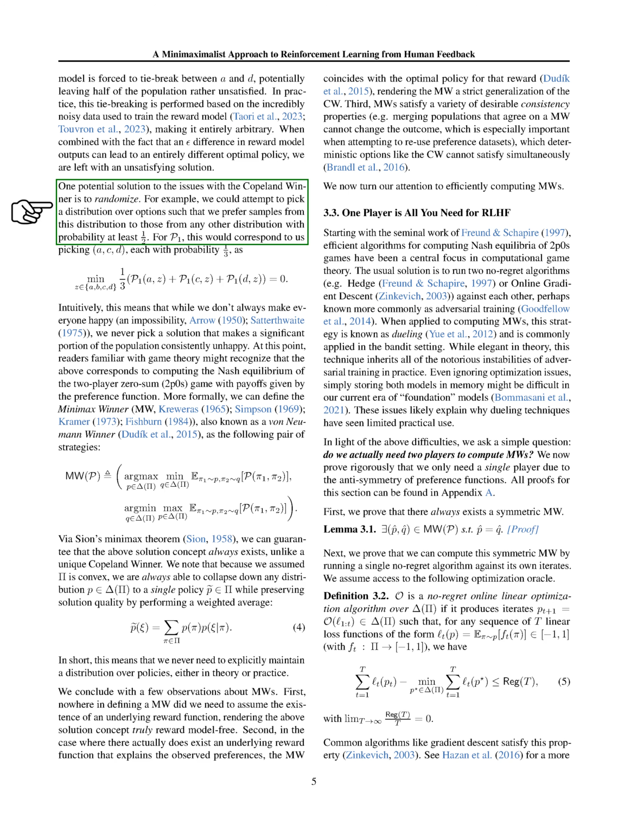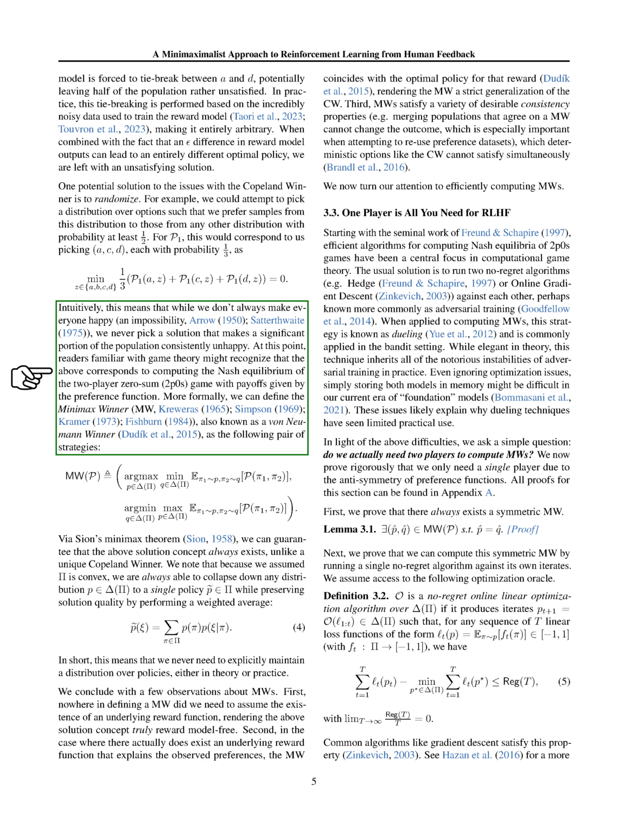One potential solution to this problem is to randomize. We could try to pick a distribution over options so that we prefer samples from this distribution to those from any other distribution with a certain probability. This means that while we can't always make everyone happy, we never pick a solution that consistently makes a significant portion of the group unhappy. This approach is similar to computing the Nash equilibrium of a two-player zero-sum game with payoffs given by the preference function. We can define the minimax winner, also known as a von Neumann winner, as a pair of strategies that always exist, unlike a unique Copeland winner.